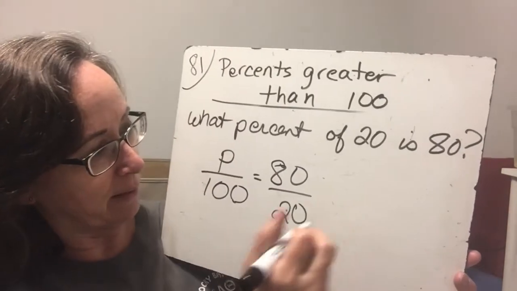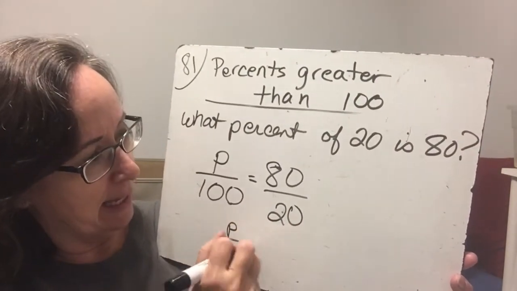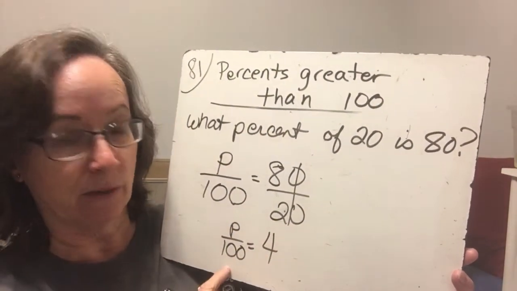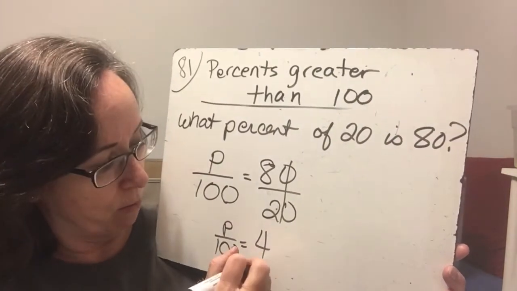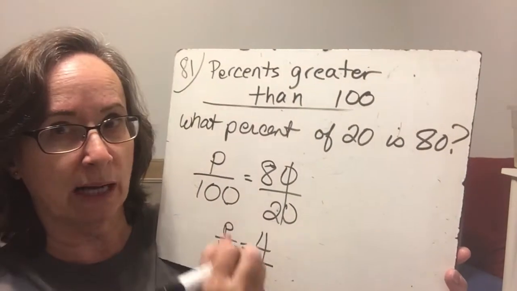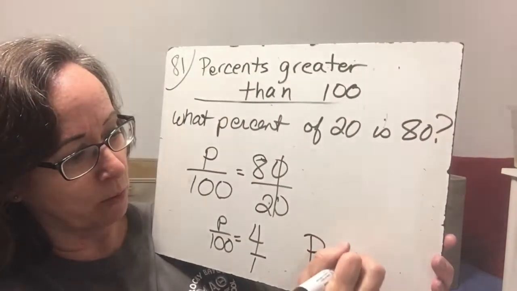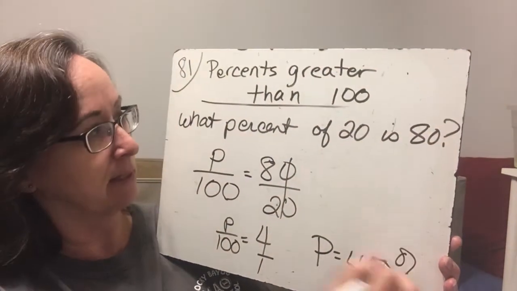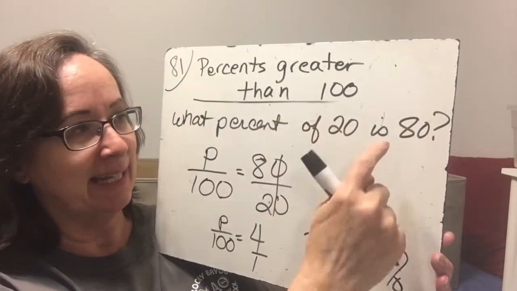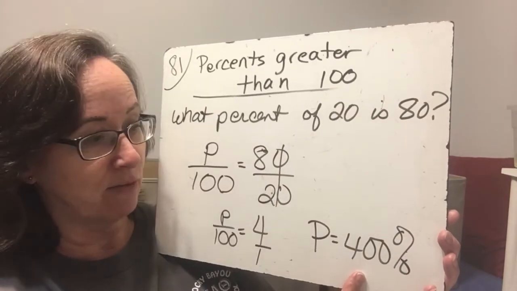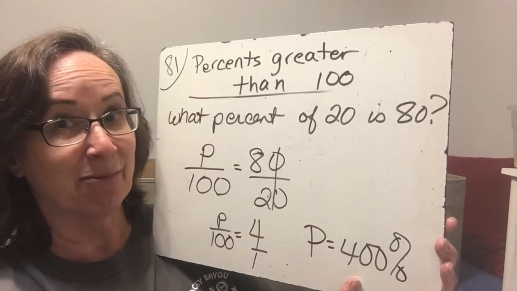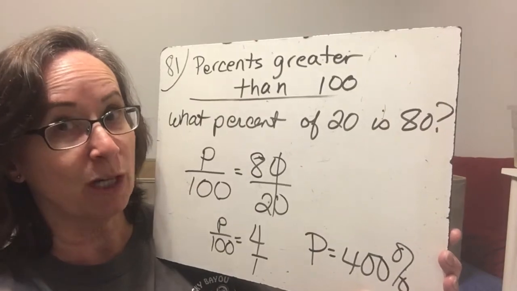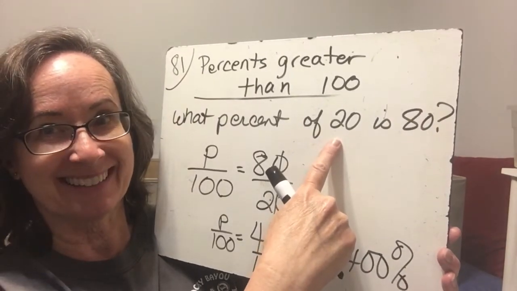So we wind up with P over 100 is 4. Okay, so to find the percentage, aren't we just going to multiply both sides by 100? Or we can put 4 over 1 and cross multiply and get P is 400. So the P was the percentage. So we have 400%. So 400% of 20 is 80. Now remember, I told you at the beginning of this video that if we had 200%, it was double. If we had 300%, it was triple. And here we have 400%, and it is 4 times what we started with.